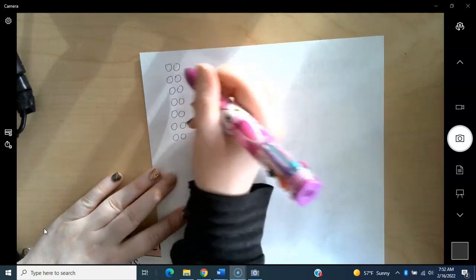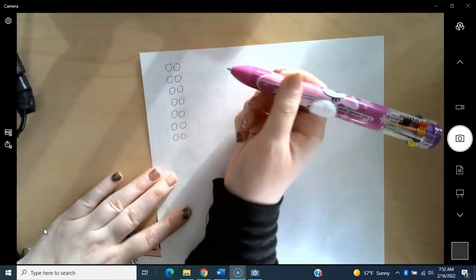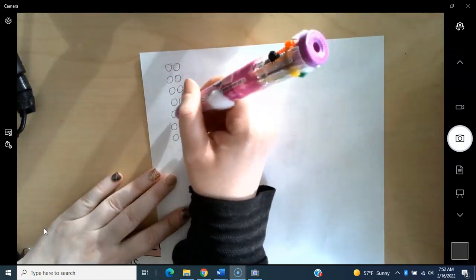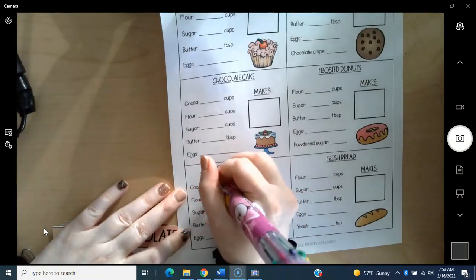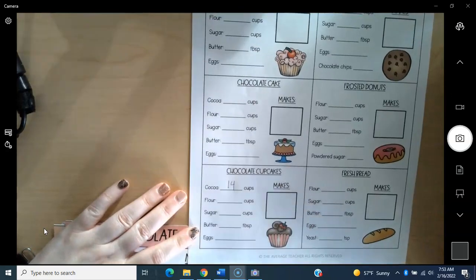So I have 7 rows with 2 in each row. I can count this up. 2, 4, 6, 8, 10, 12, 14. So I have 14. That's going to be 14 cups of cocoa. So I can write 14 down here.